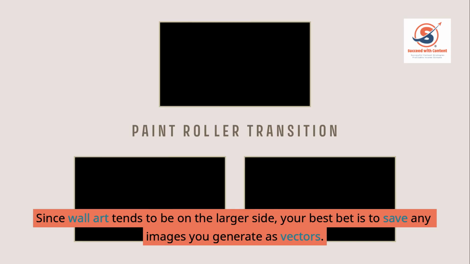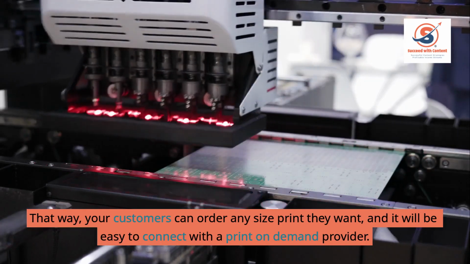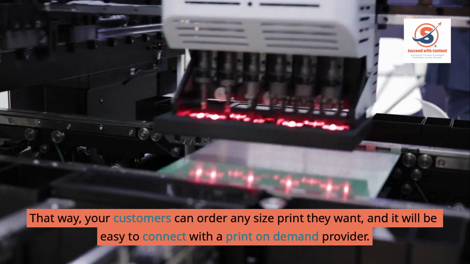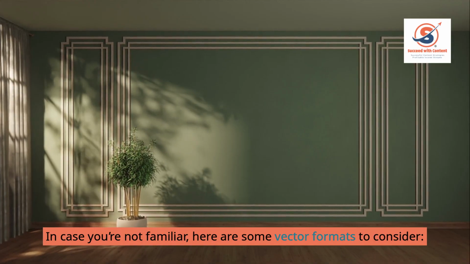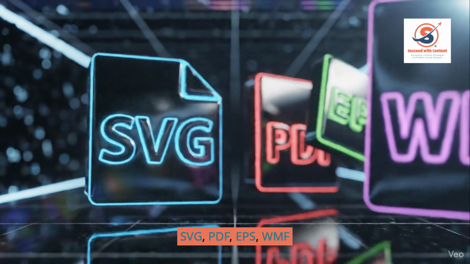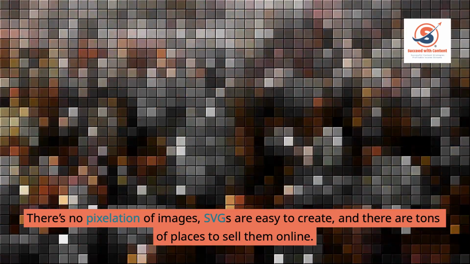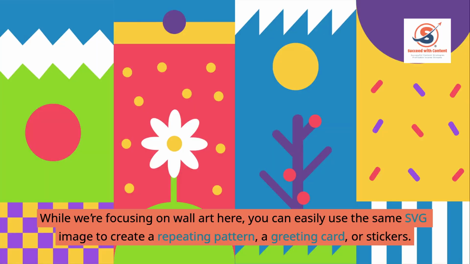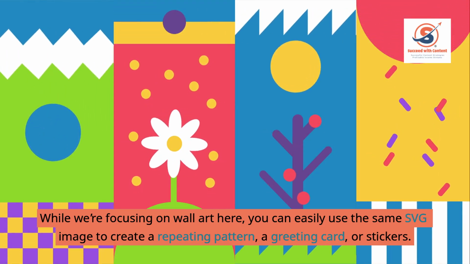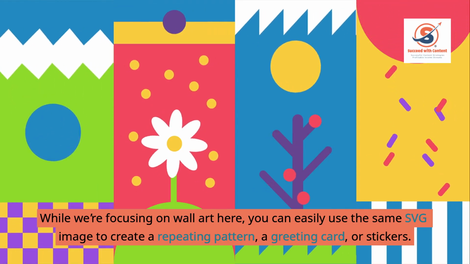Saving images. Since wall art tends to be on the larger side, your best bet is to save any images you generate as vectors. That way, your customers can order any size print they want, and it will be easy to connect with a print-on-demand provider. In case you're not familiar, here are some vector formats to consider: SVG, PDF, EPS, WMF. I like SVG formatting. There's no pixelation of images, SVGs are easy to create, and there are tons of places to sell them online. While we're focusing on wall art here, you can easily use the same SVG image to create a repeating pattern, a greeting card, or stickers.